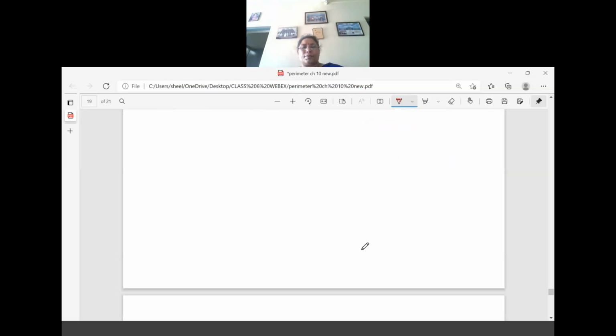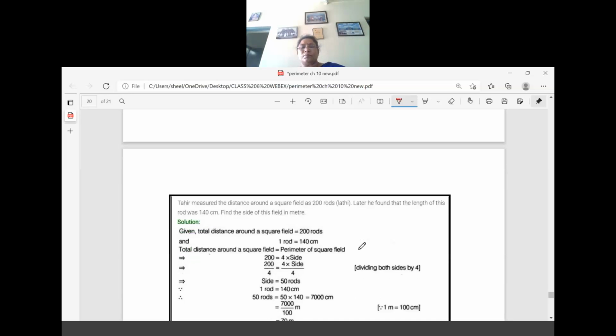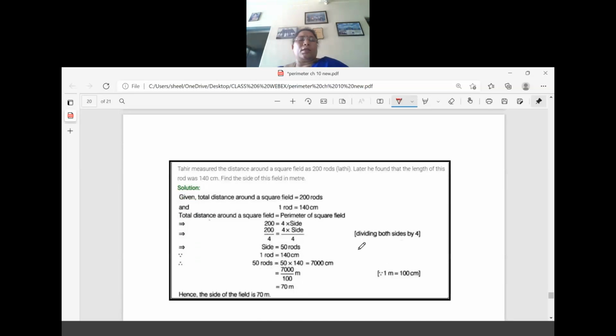So next. Tahir measured the distance around the square field as 200 rods. Later he found that the length of the rod was 140 centimeter. Find the side of this field. So he measured the distance around the square field is equal to 200 rods only.